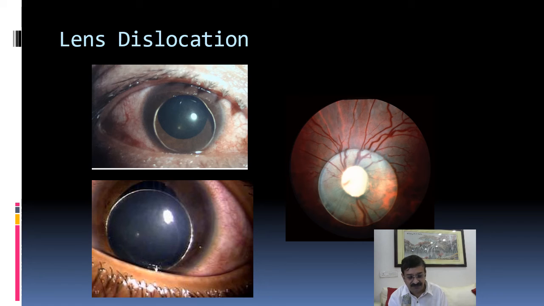Now in the photograph on the right, you can see that the lens has fallen down over the optic nerve head, and this obviously is a dislocation. And the second one is also an anterior dislocation, as you can see. So there are 2 anterior dislocations in the picture, and 1 posterior dislocation of the lens into the vitreous cavity, and the lens is lying comfortably over the optic nerve head.